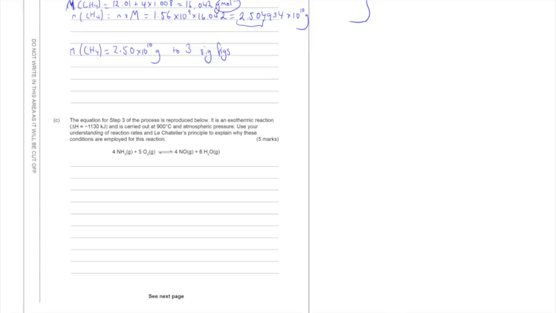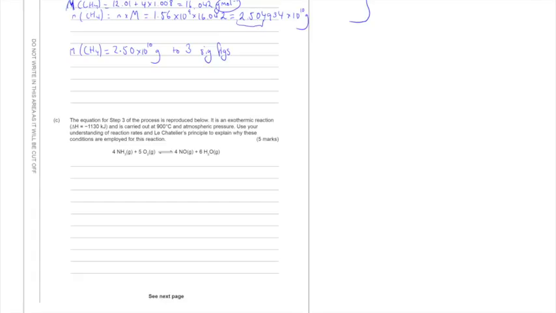The equation for step 3 of this process is reproduced below. I'm just going to trust that it is. It is an exothermic reaction, gives us the delta H value. It is carried out at 900 degrees Celsius in atmospheric pressure. Use your understanding of reaction rates and the Le Chatelier principle to explain why these conditions are employed for this reaction.